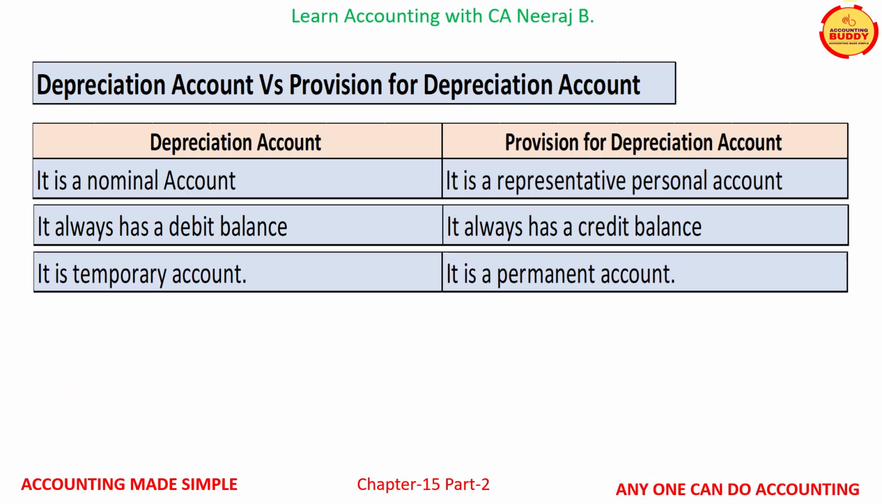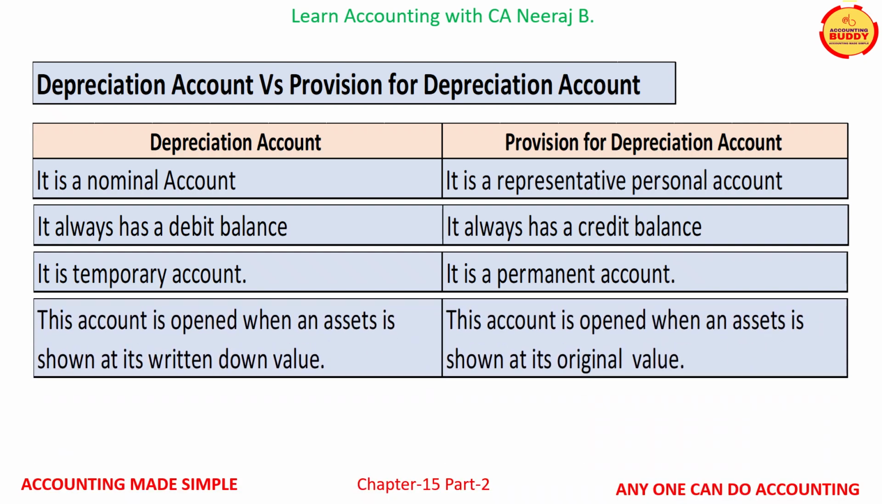Depreciation is a temporary account as it is transferred to the profit and loss account at the end of every accounting period, while the provision for depreciation account is a permanent account and is carried forward to the next accounting years and appears in the balance sheet.